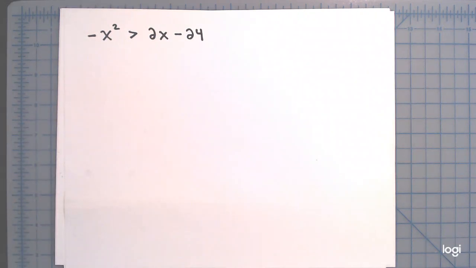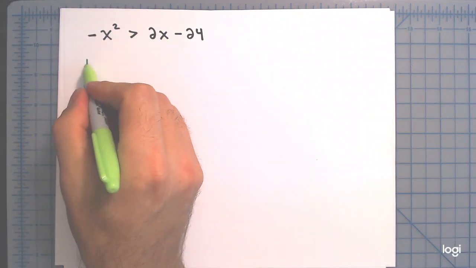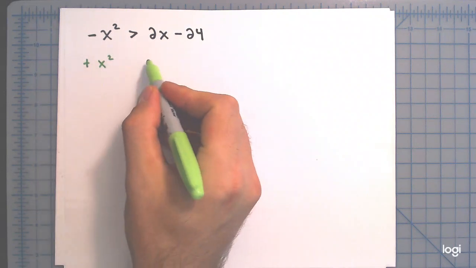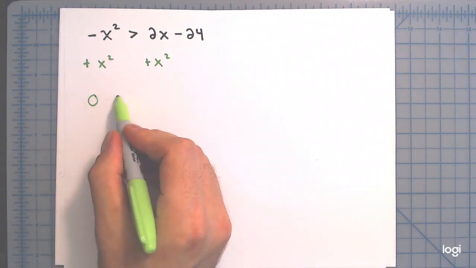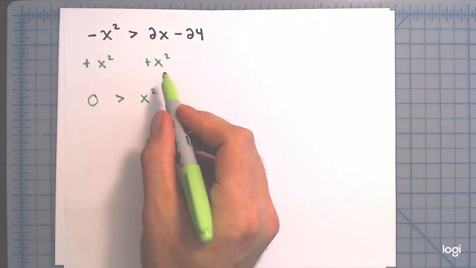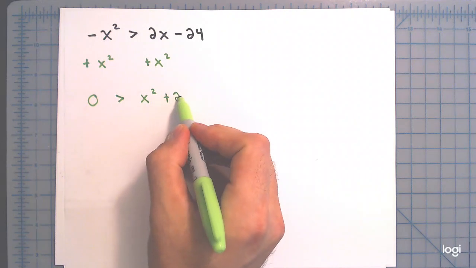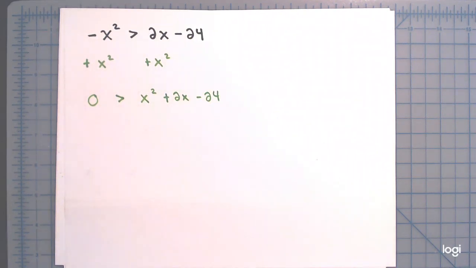Me personally, I like having a positive lead coefficient on polynomials. It's just a personal preference. So what I'm going to do is take everything to the right here by adding x squared. And that gives me 0 on the left is greater than, and then over here the positive 1x squared, then the positive 2x term, then the negative 24 term. Okay, and this is exactly the same.